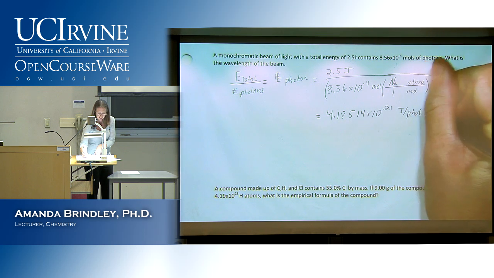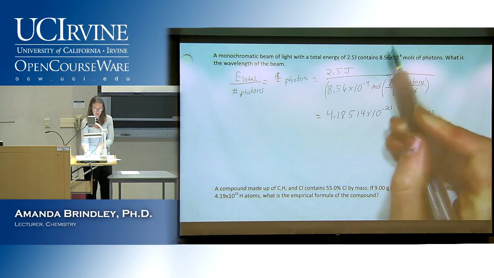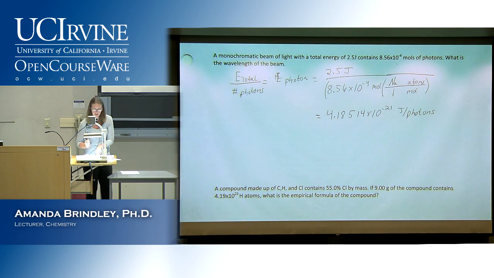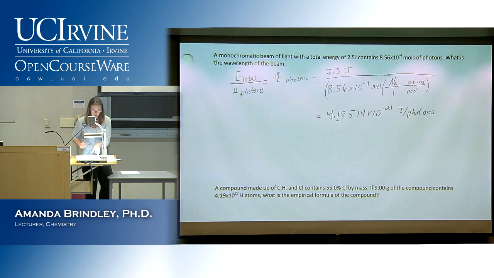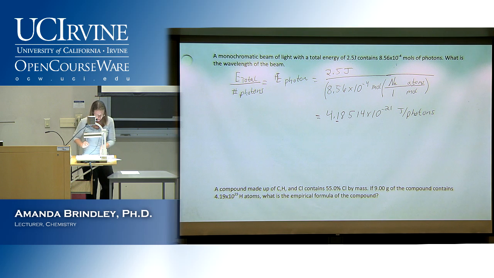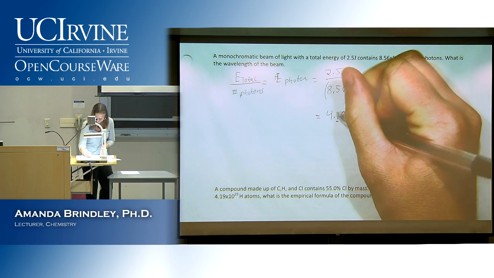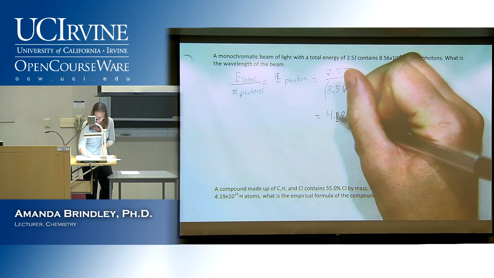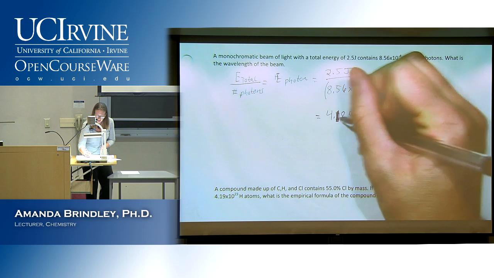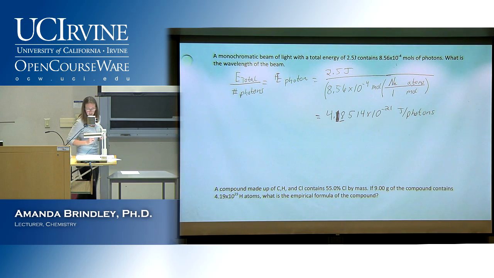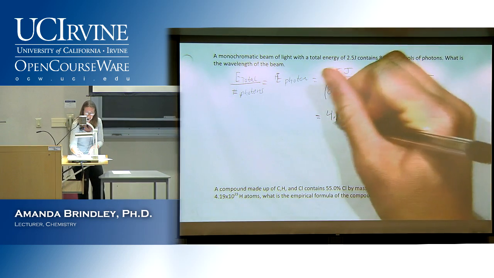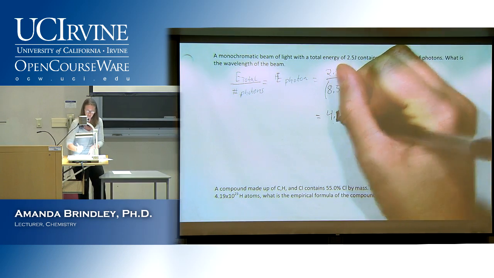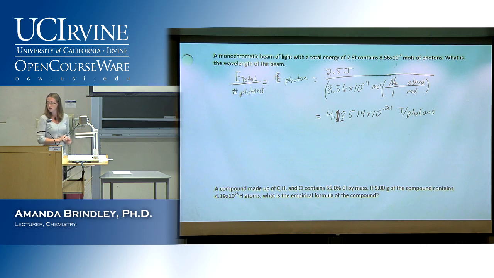Now, how many sig figs on this one? 3. Wait, no, not 3. Sorry. How many? 2. So we're going to round there. Hang on. I was mildly number dyslexic there and threw in a 1 that didn't need to be there. There we go. It's 4.8514. Okay.